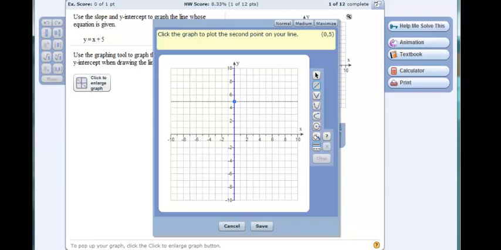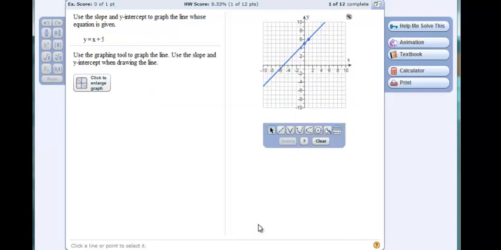And then there's not a number out in front of our x. So don't let that confuse you and make you think it's 0, because that means there would be no x, because 0 times anything is 0. That actually is a 1. Remember, 1 times x would still be x. So that means we need to go up 1 and over 1. And we'll plot that point.